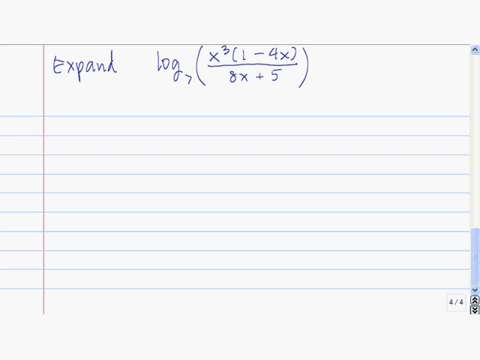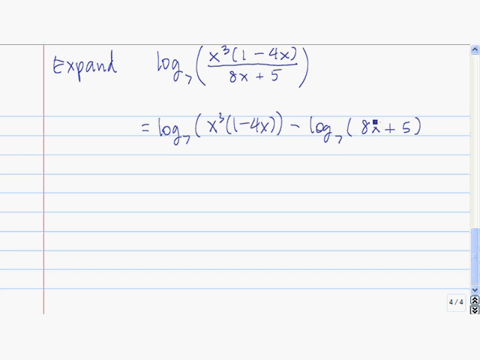Okay, the first thing that I'm going to take notice of is the fact that we have the logarithm of a fraction. So the first step in rewriting it is that I'm going to take the log of the top minus the log of the bottom. Now I'm going to go to each individual piece and simplify as much as possible.